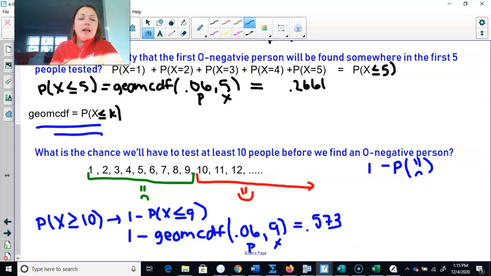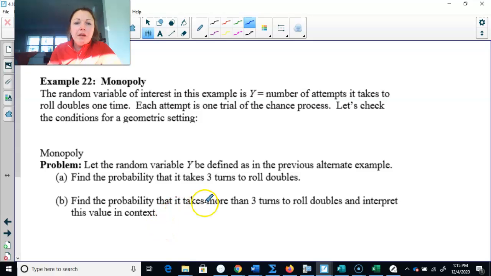All right, I know it's getting long because you guys did binomial as well, but let's go ahead and look at the next one here. I think this is a good one. All right, the random variable of interest in this example is Y equals the number of attempts it takes to roll doubles one time. Each attempt is one trial of the chance process. Let's check the conditions for a geometric setting.